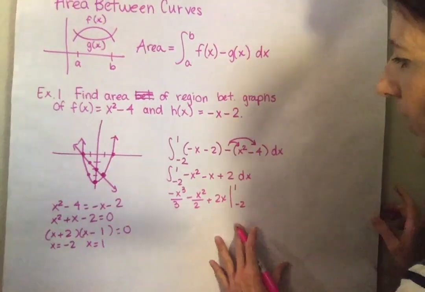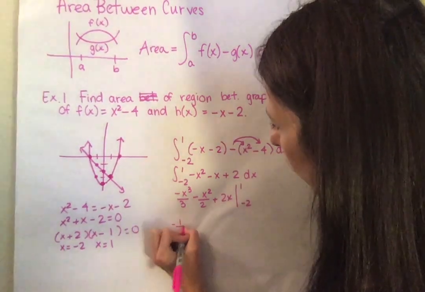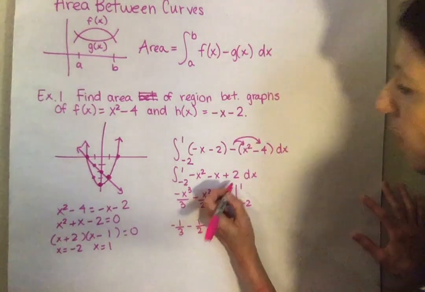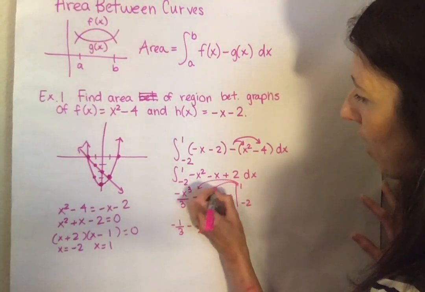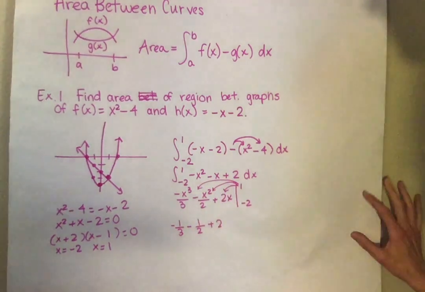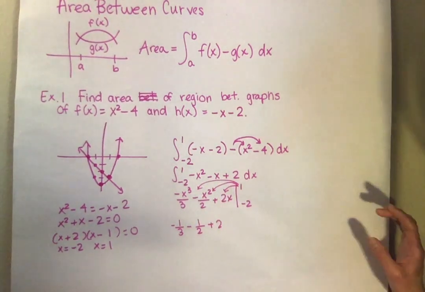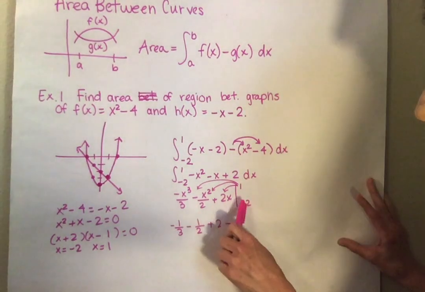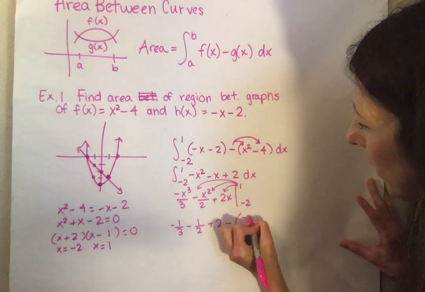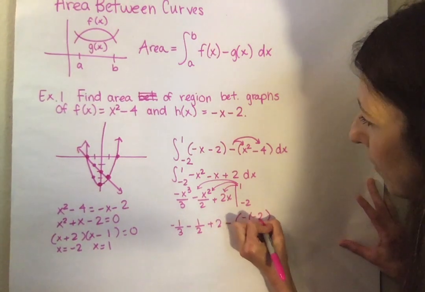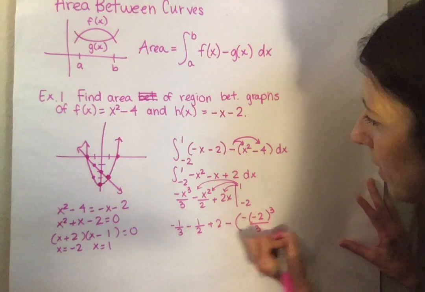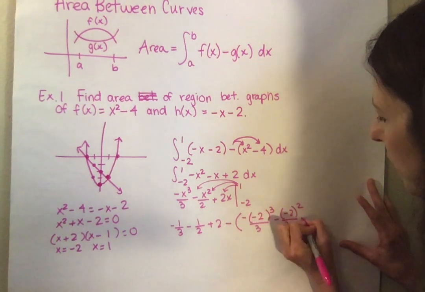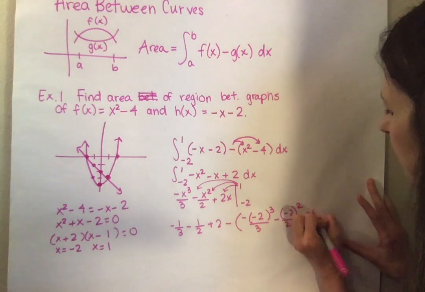Okay, so inputting the limits, we're going to get negative 1/3 minus 1/2 plus 2. I know it's been a while, but we're going to first input that upper limit into all of the x's. Super important is to now put parentheses and input that lower limit. So let's input the lower limit. Lots of negatives. Negative of negative 2 cubed over 3 minus negative 2 squared over 2, and then plus 2 times negative 2.